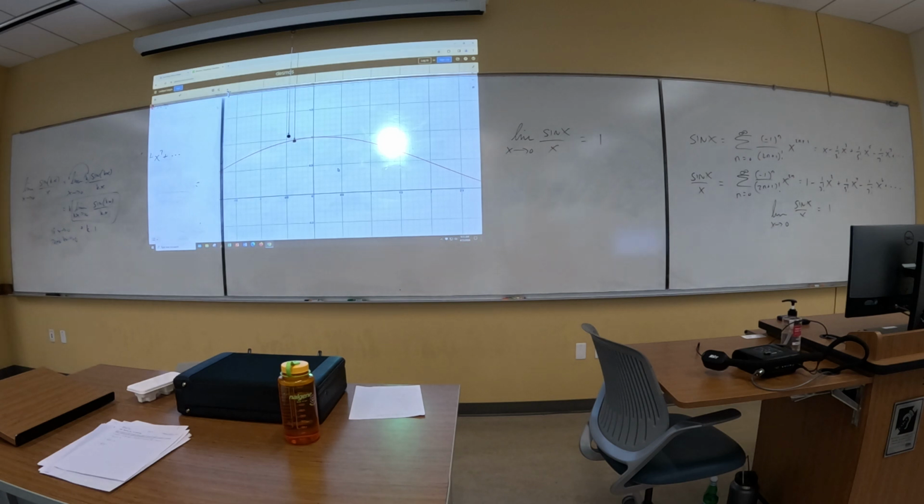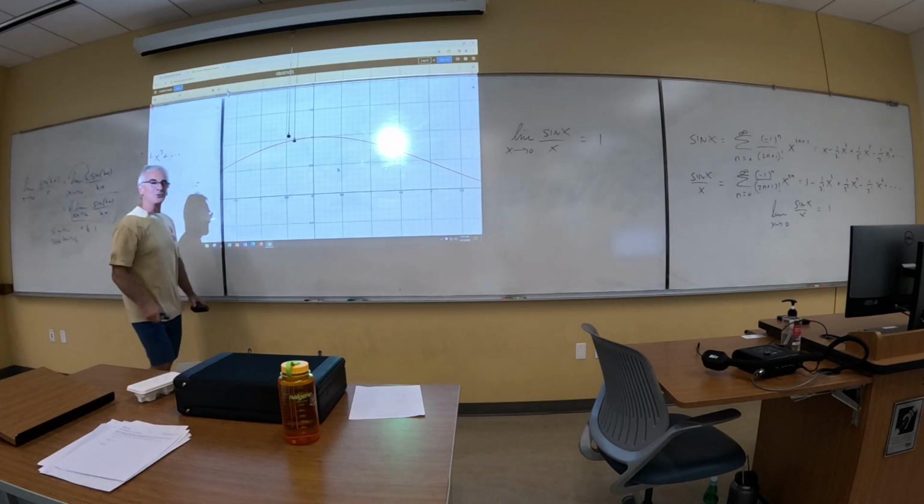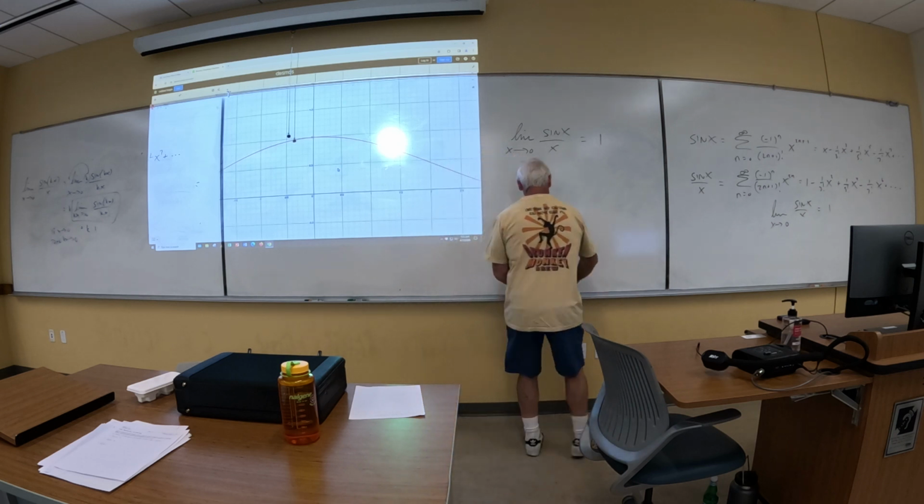Now, if I use L'Hopital's rule, am I going to get the same answer? Because if I use L'Hopital's rule, I'm going to get cosine kx times k, and that's where that's going to show up in the answer. Okay, this is the Calc 1. Calc 2, we would use L'Hopital's rule. But now let's do it using the Taylor series.